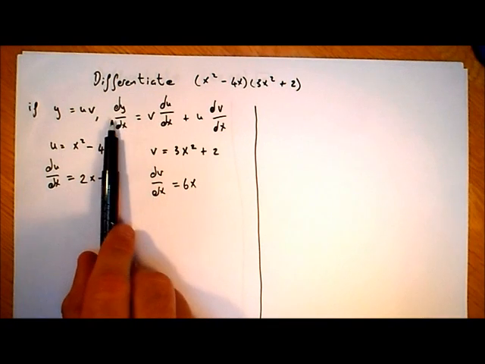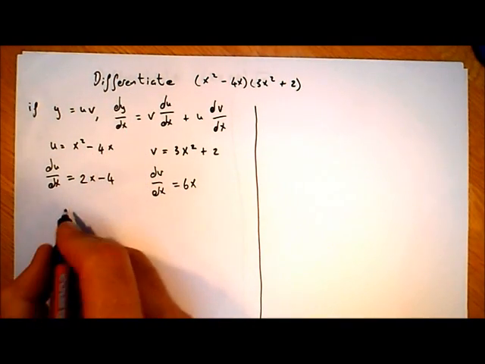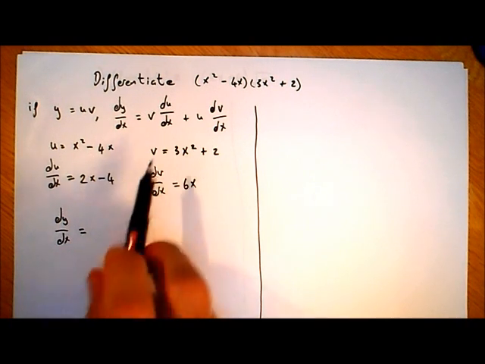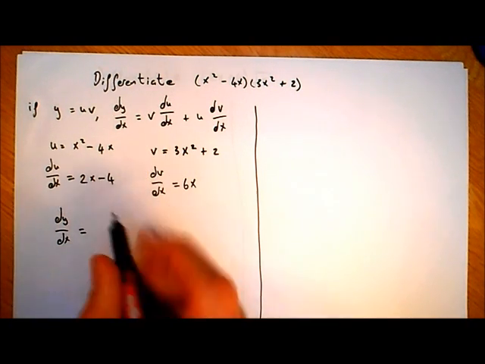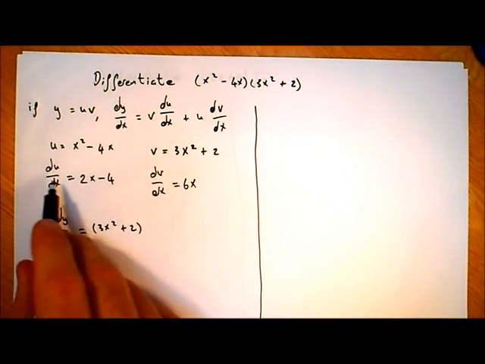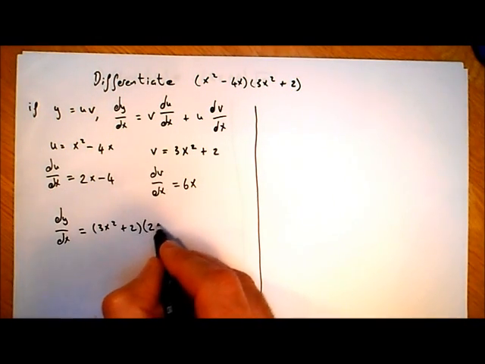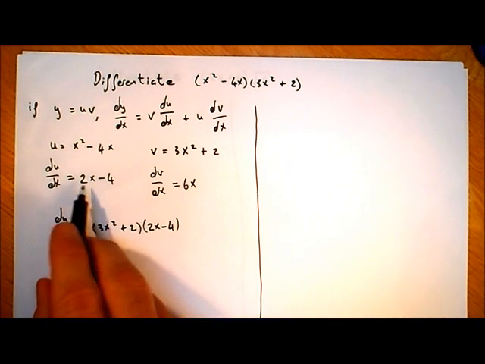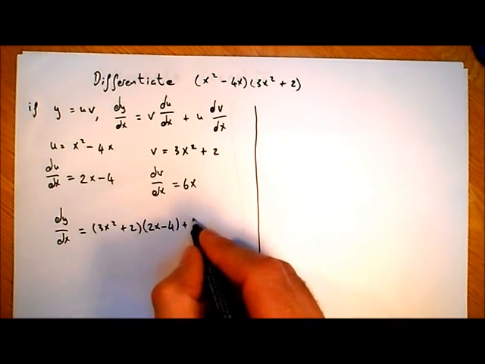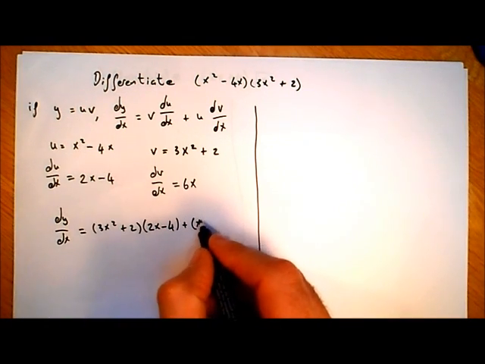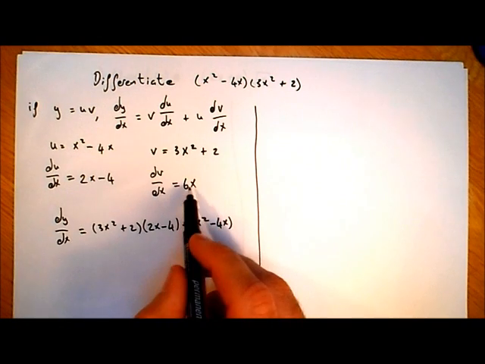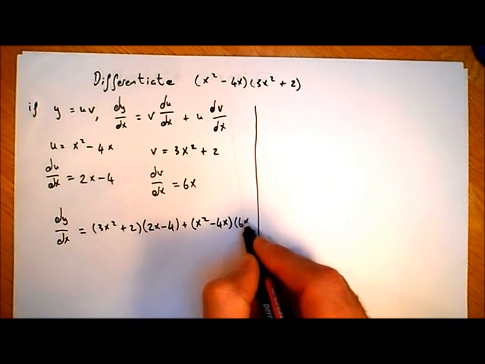So now I have everything that I need. So dy over dx will equal v, so v is this, 3x squared plus 2, times du over dx, so times 2x minus 4, plus u, which is this, so plus x squared minus 4x, times dv over dx, so times 6x.